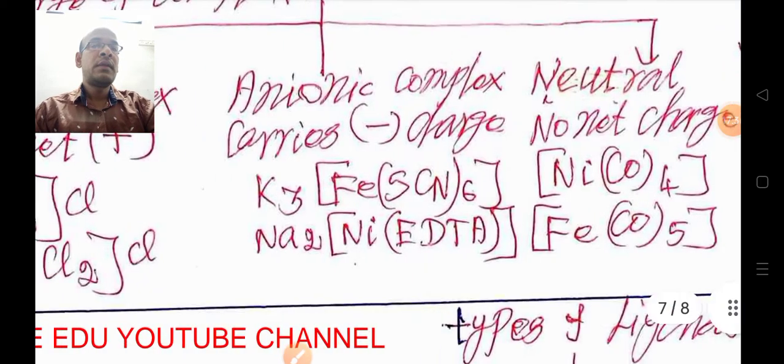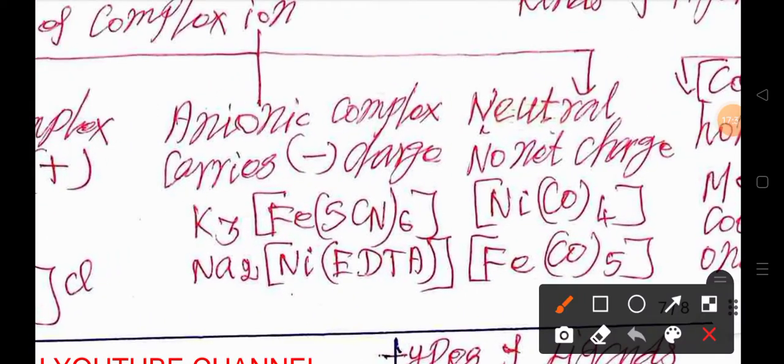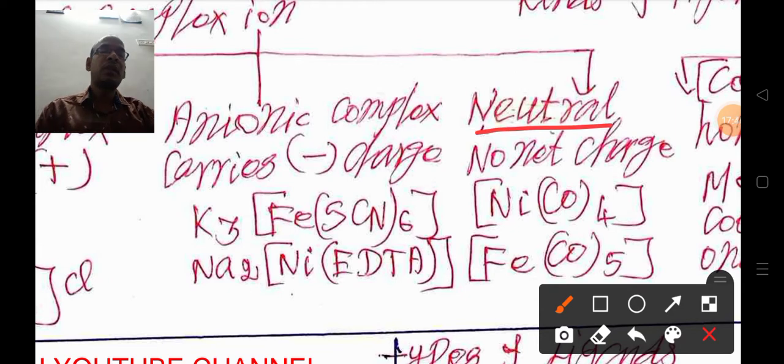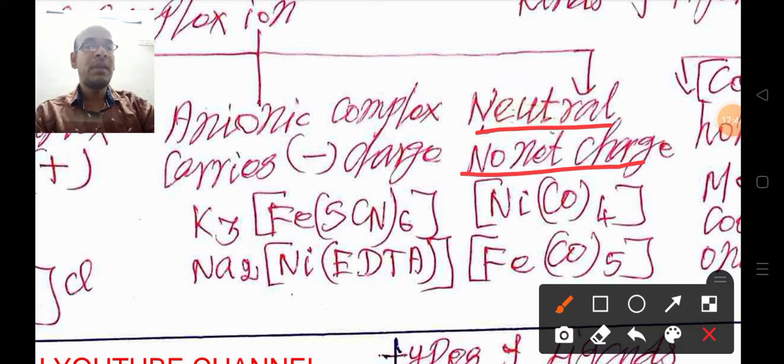The third complex ion is called the neutral complex ion, that is, no net charge on the complex ion. For example, Ni(CO)4, in this complex the net charge is 0. Therefore, the complex ion is neutral, that is, no net charge.